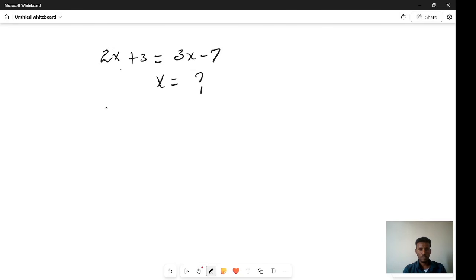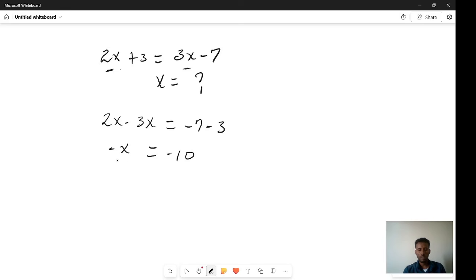First we have to collect like terms. We have 2x and 3x. So we have 2x minus 3x is equal to minus 7 minus 3. That is collecting like terms. So 2x minus 3x is minus x. Minus x is equal to minus 10.